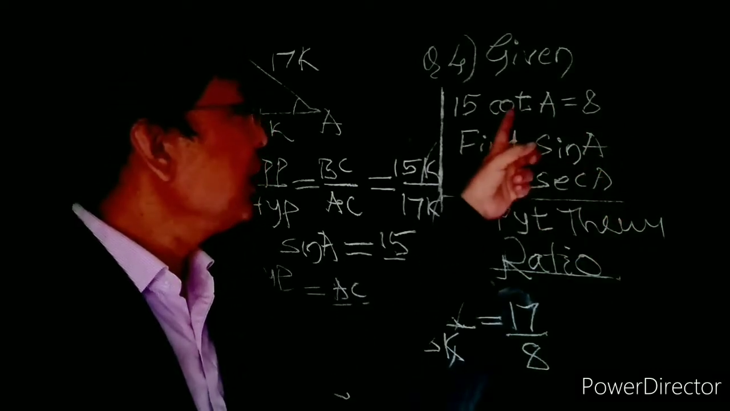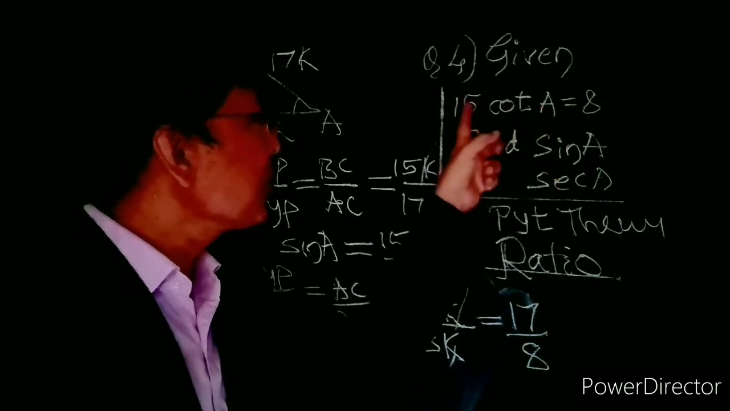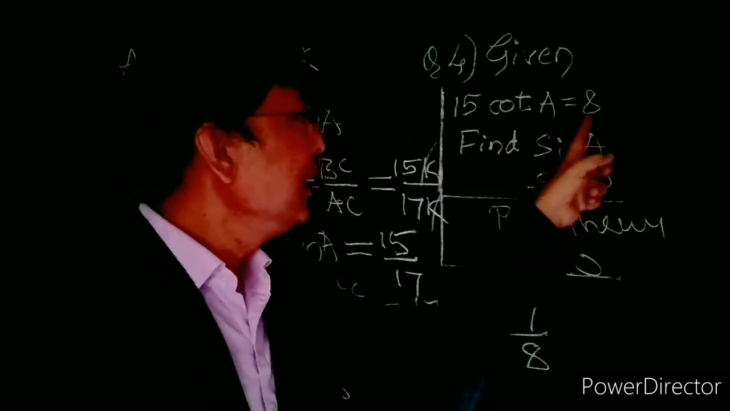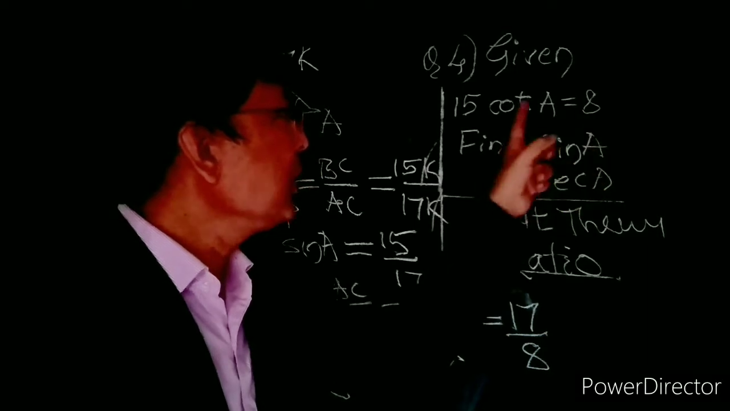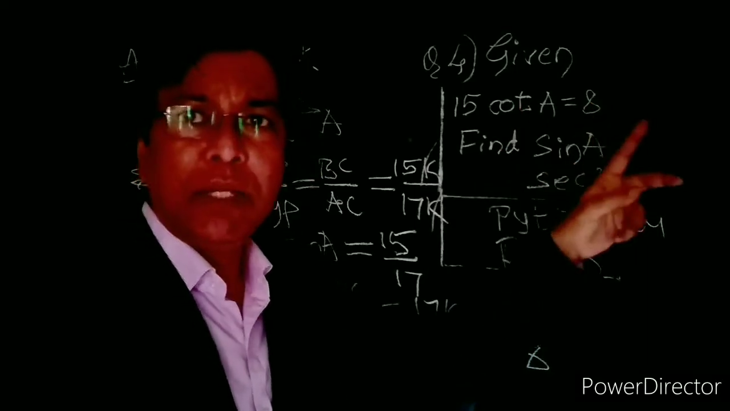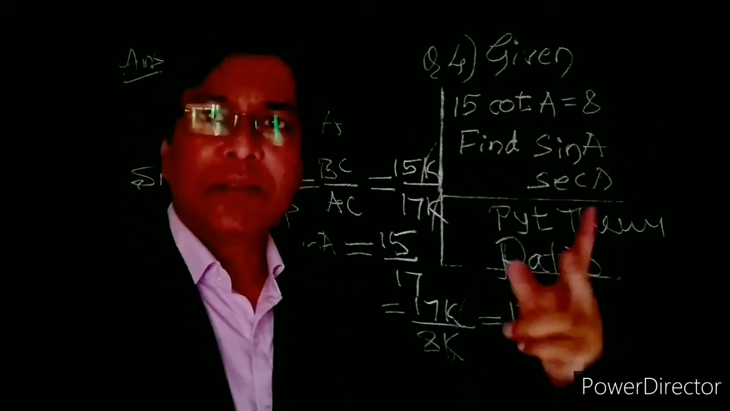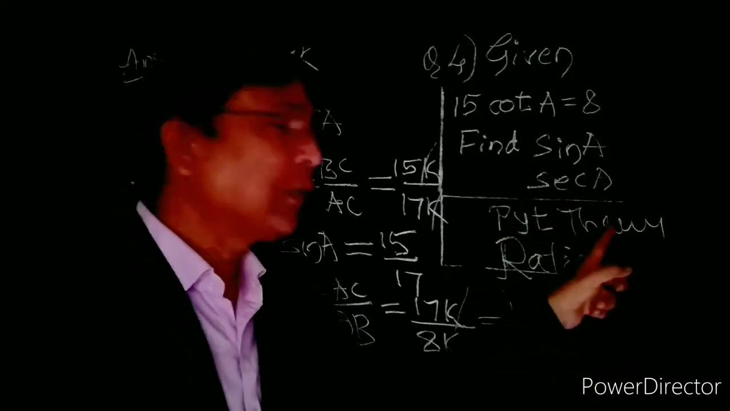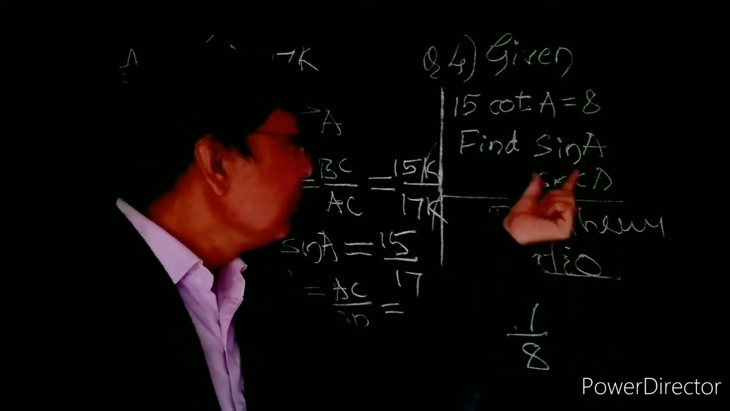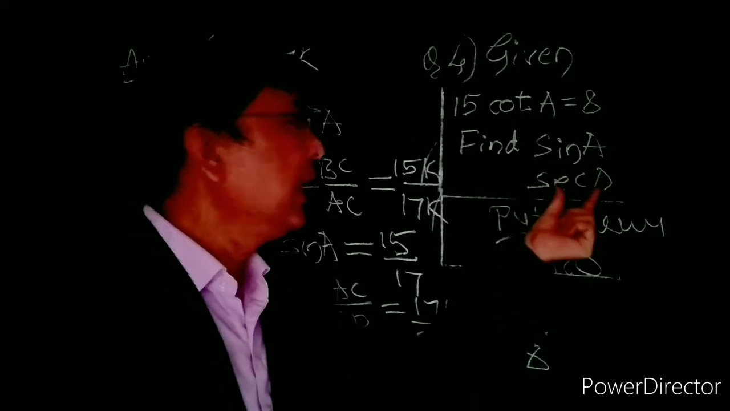Indirectly, they have given the ratio of cot A, that is cot A equal to, after shifting 15 to right side, it will become 8 upon 15. Cot A equal to 8 upon 15. That means we know now two sides. Third side can be found out by using Pythagoras theorem. Then we have found out the ratio of sin A and sec A.